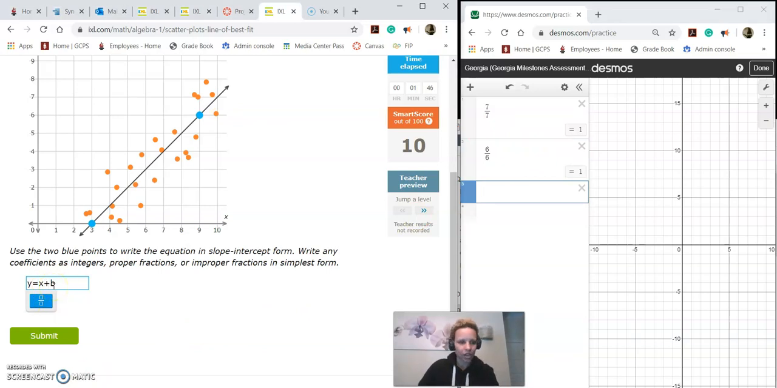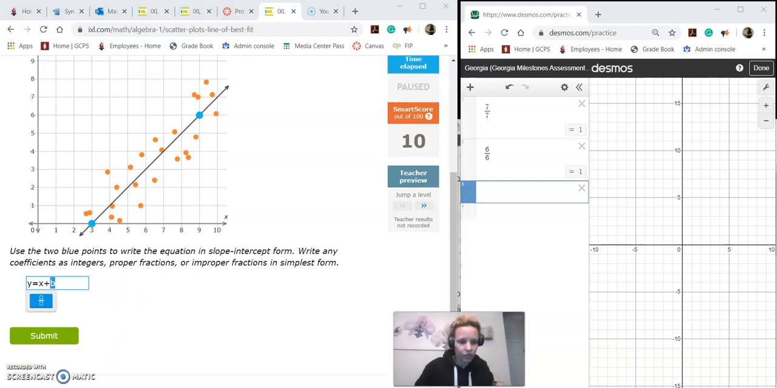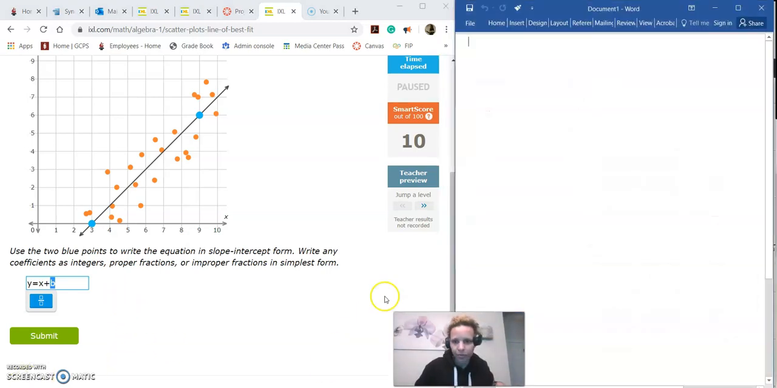Now to find where it crosses the y-axis, let me find my Word. Okay, Word. Boom. So y equals m, which is 1, x plus b, which I don't know what b is, right? So I've got to use my mouse.